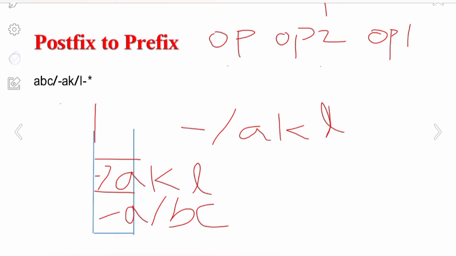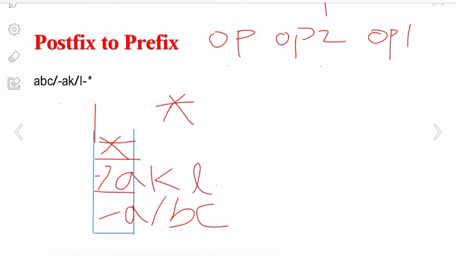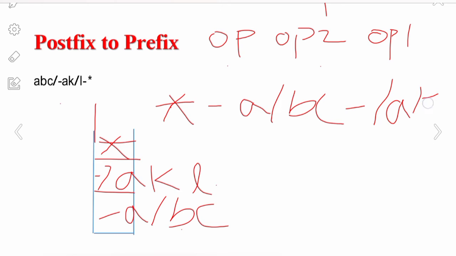Next, the last one is the multiplication operator. So insert the multiplication operator here. Here we have the operator, operand 2 and operand 1. So the final expression will be in the given format, that is the multiplication operator, followed by minus A by BC, minus division A K L. So this is the final output of the given postfix to prefix conversion. The expression is in the prefix format.